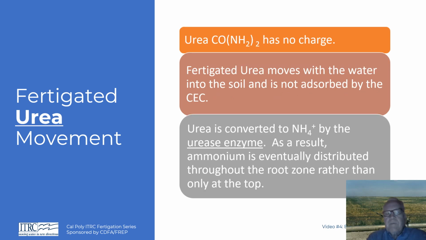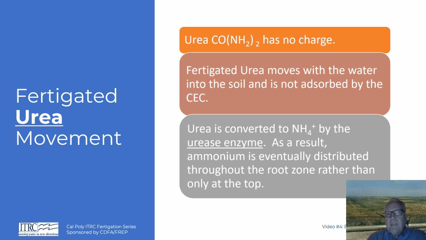Urea is the third form of nitrogen fertilizer that we use a lot of. And it has no charge, so it's not attracted to the cation exchange capacity, and it moves into the soil with the water and it goes down, more or less like nitrate. And then after a while, what happens is the urea that ends up down in the soil profile, or the root zone, is converted by an enzyme, called the urease enzyme. And as a result, you find ammonium distributed throughout the root zone rather than only at the top. So this is one way to get ammonium throughout the root zone.